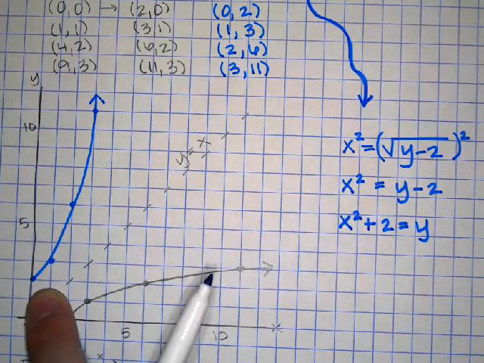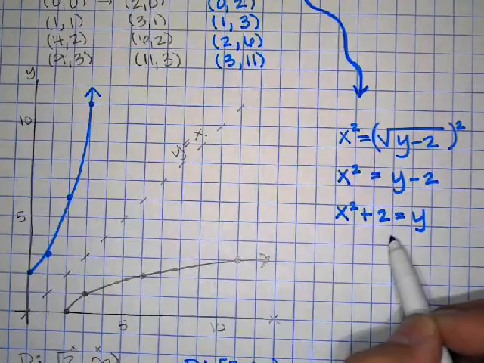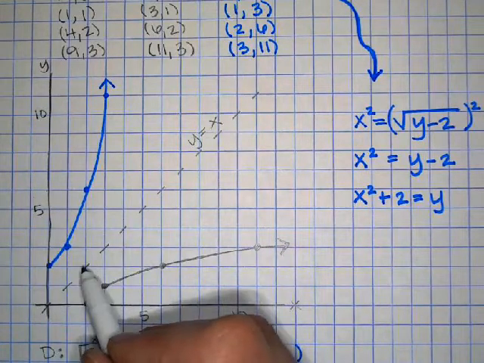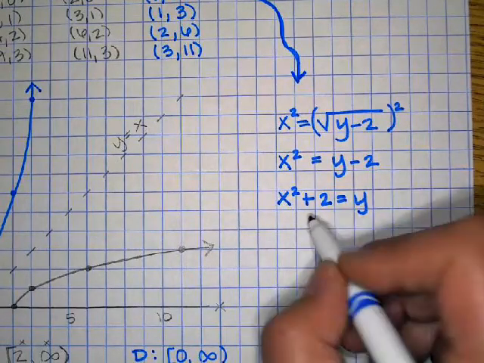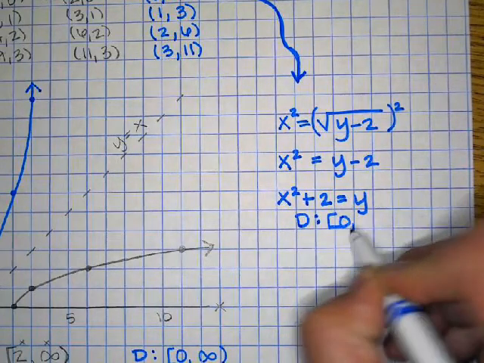Yeah, okay. But it's only half of a parabola, and it's only the half of the parabola on the right side. So what we would say is this is a parabola, yes, but we would say this is a parabola with the domain of 0 to infinity. And we would have to be very careful to specify this.